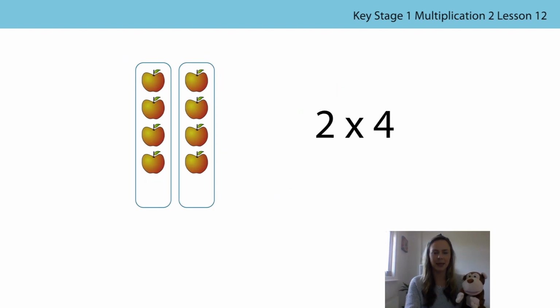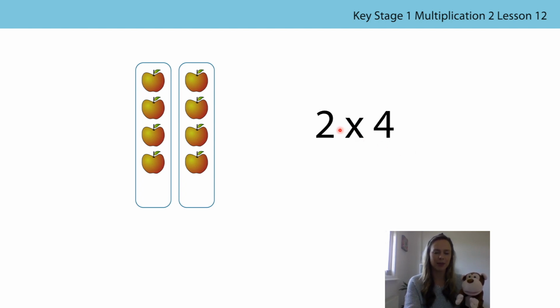Let's have a look at this picture and this multiplication expression. What can you see in the picture? Bongo says that he can see 2 fours. Do you agree with him? Let's have a look. We've got 1 four, 2 fours. And we can represent that with a multiplication expression, 2 times 4. What does each number in the multiplication expression represent? Can you tell someone at home?